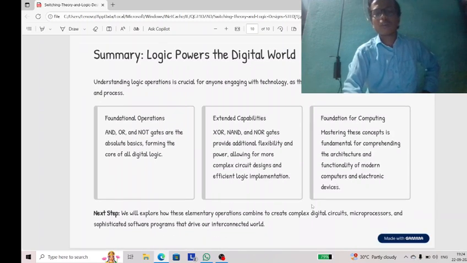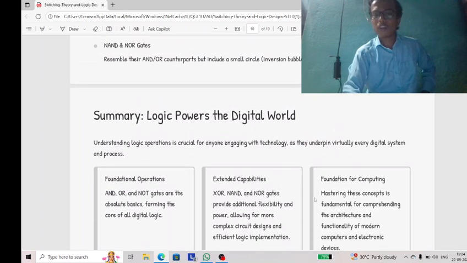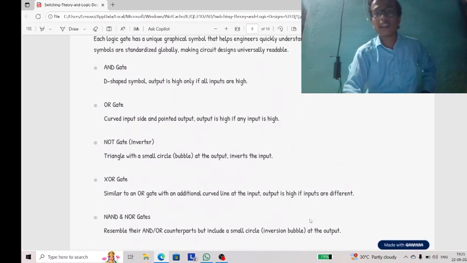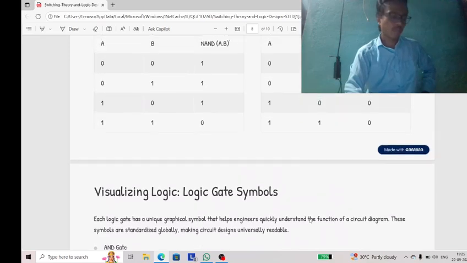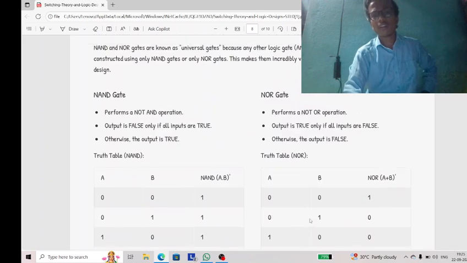Here we see the clear explanation about the basic logic gates. We know that NAND and NOR gates are universal logic gates. Here is a clear explanation about the NAND and NOR gates in part 2 of unit 1, Boolean theorems and logic designs.